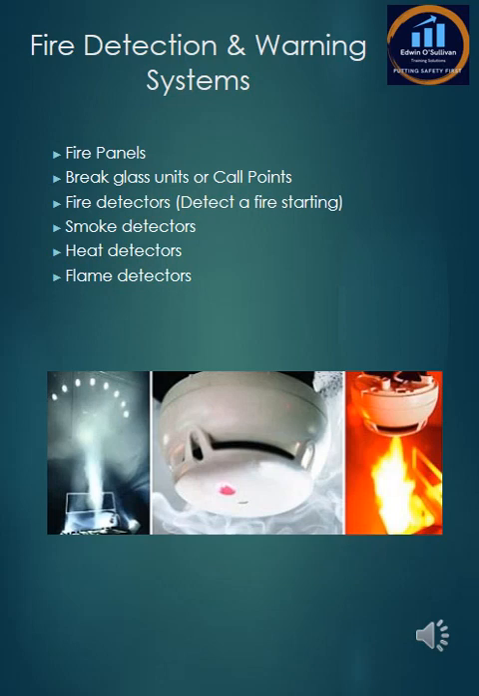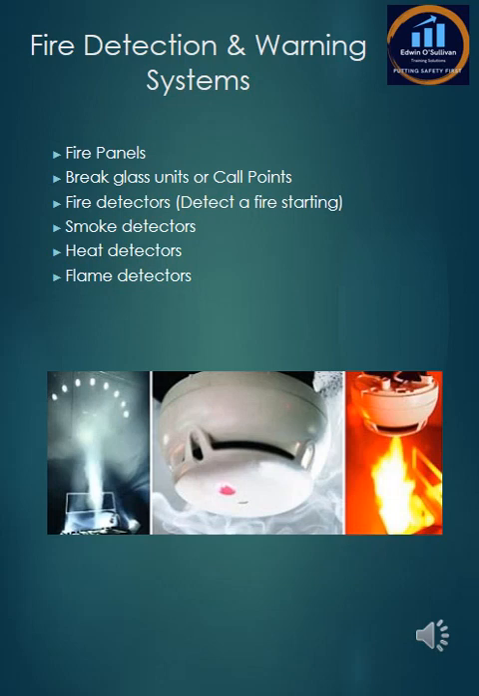So fire panels, break glass units or call points, which are the push buttons on the side of the walls. We have fire detectors, which detect the fire starting: smoke detectors, heat detectors and flame detectors. In more recent years, with the advances of AI, they are now able to detect fire through cameras. So your camera will actually pick up the fire starting and set off the fire alarm.